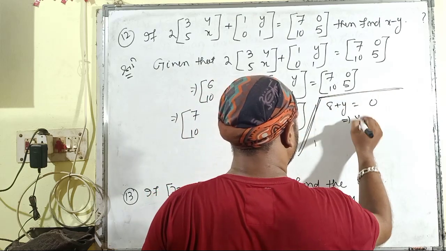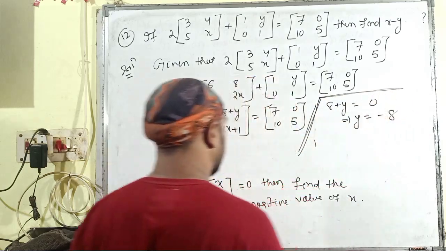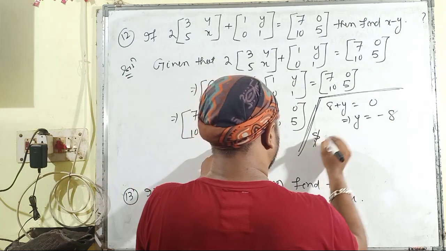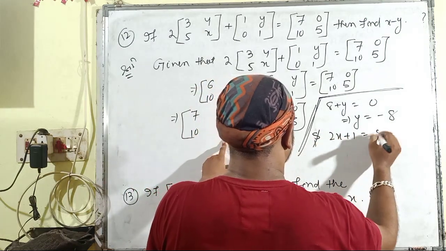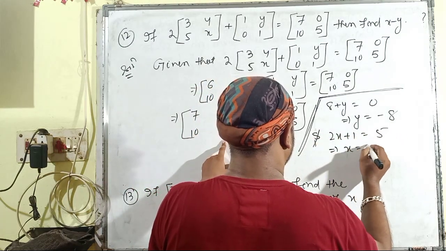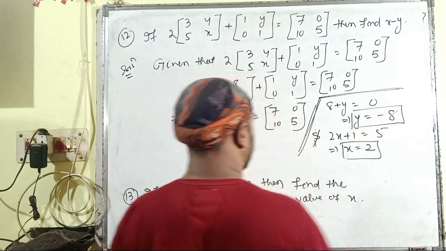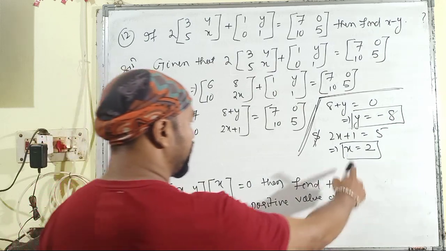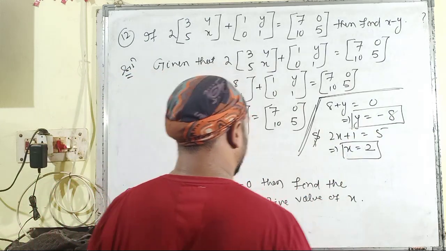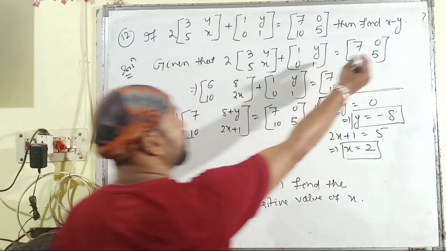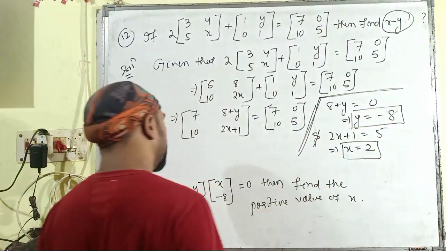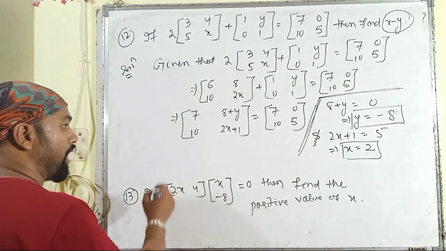That implies y is equal to minus 8. Then again, 2x plus 1 is equal to 5, that means x will be 2. So the values of x and y are here. We have obtained the value of x is equal to 2 and the value of y is minus 8, but we have to find out x minus y, so that we can get to the answer here.